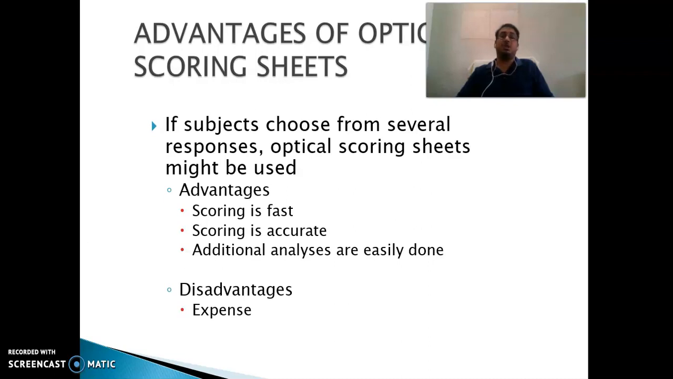Number one, scoring is fast, so you can do it very quickly. You can capture many responses easily. Then scoring is accurate, that means it is free from human error. Then additional analysis is easily done. But there is a disadvantage: it is expensive.